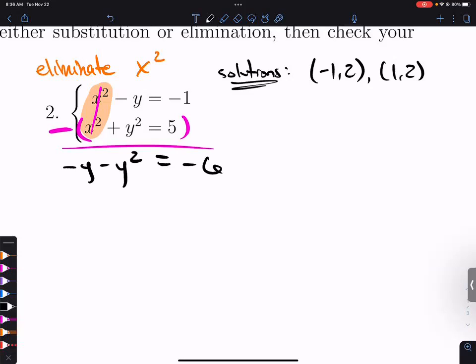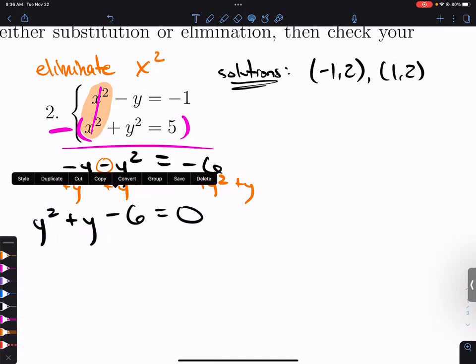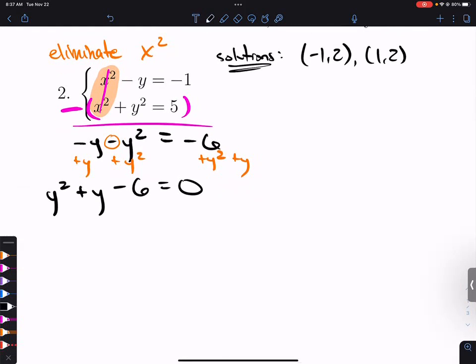It's quadratic in terms of y, so I need to get everything to one side. I would also rather not have to deal with the negative leading coefficient, so I'm going to move this over and move this over. So we've got y squared plus y minus 6 equals 0. That'll factor, but just for the sake of doing it, let's do it with the quadratic formula real quick.